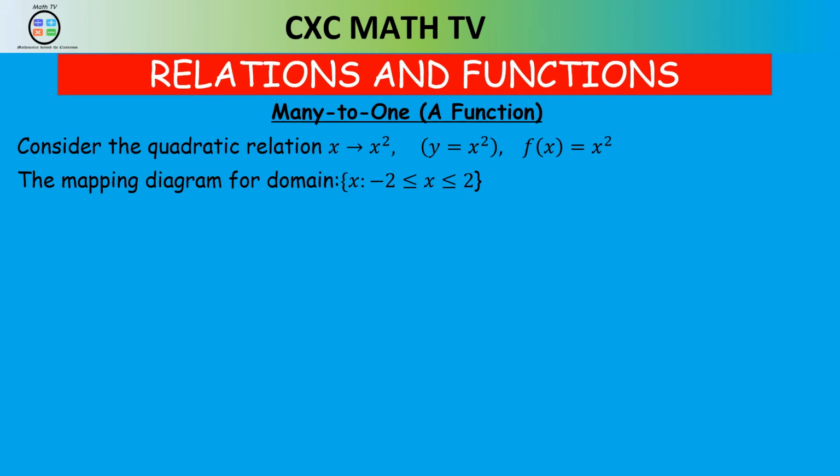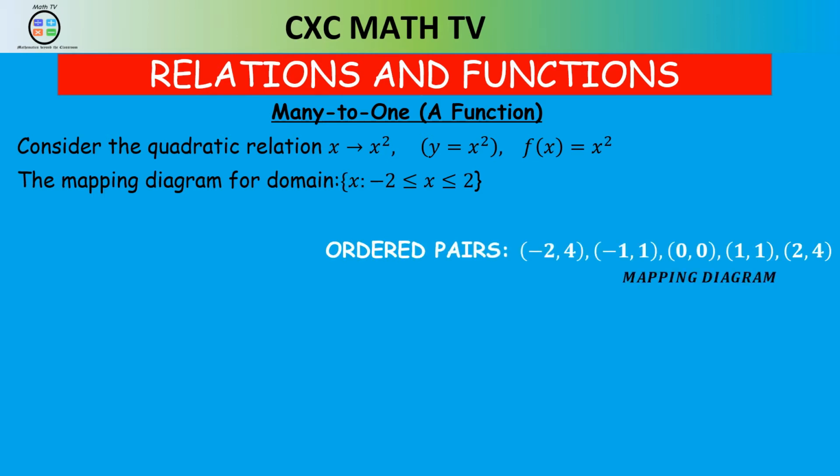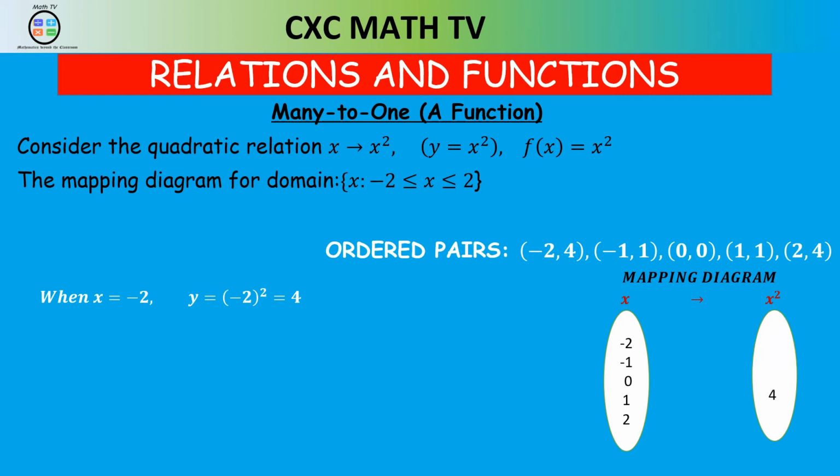So when x is -2, y is -2 squared, which is 4. When x is -1, y is -1 squared, which is 1. When x is 0, the y value is 0. When x is 1, y is 1 squared, which is 1. When x is 2, the y value is 2 squared, which is 4.